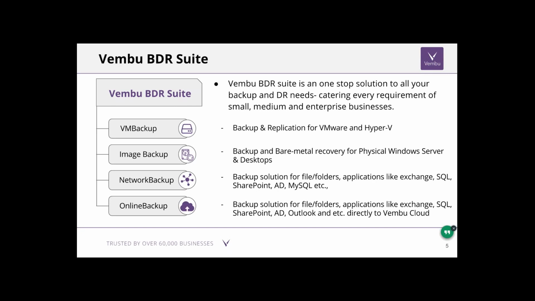And lastly, we have the Wembu Online Backup. This is dedicated to businesses that do not want to spend on server hardware and server maintenance. With Wembu Online Backup, you can directly perform backups to our own cloud, Wembu Cloud, which runs on a secured Amazon environment. Wembu Online Backup can back up everything from legacy file and folder backups to applications like Exchange, SQL, SharePoint, Active Directory, Outlook, etc.